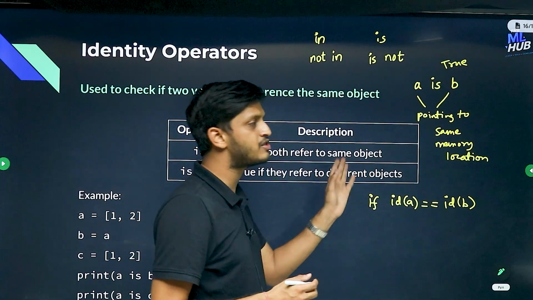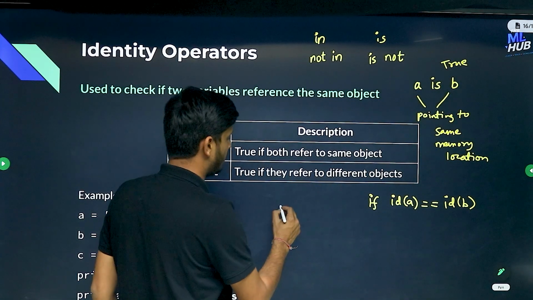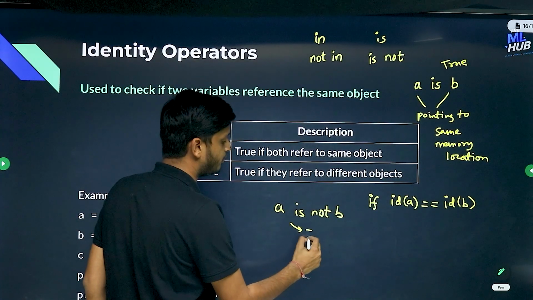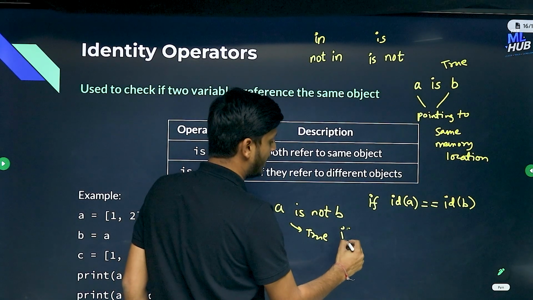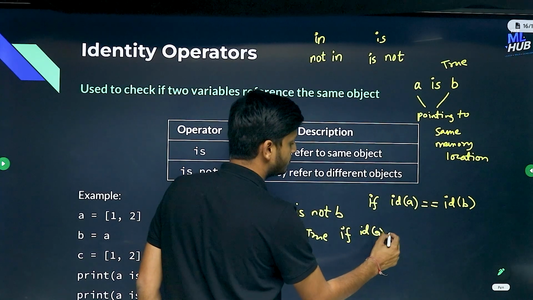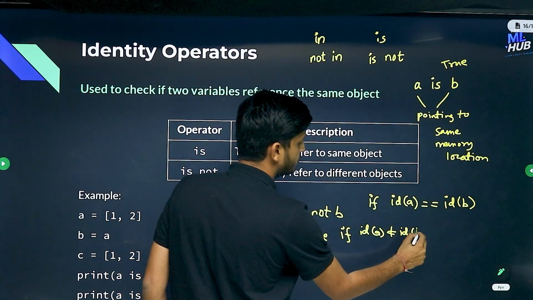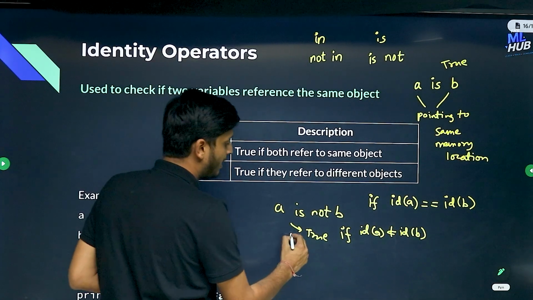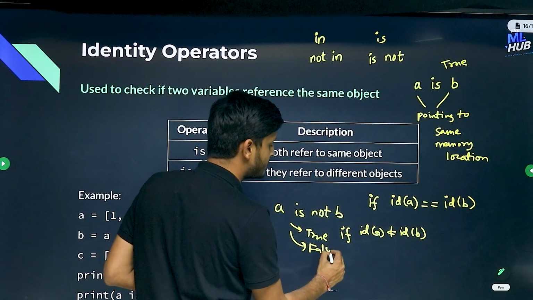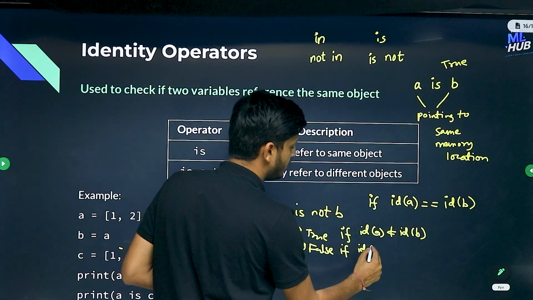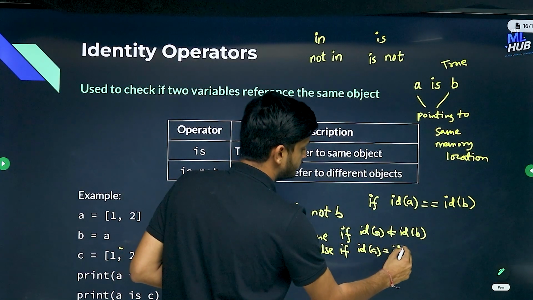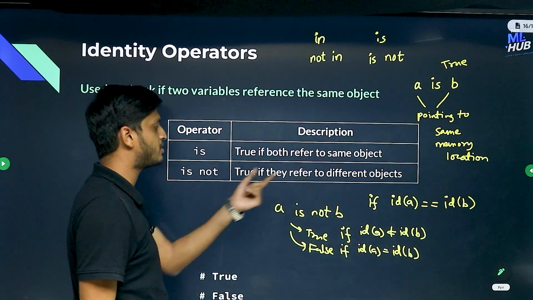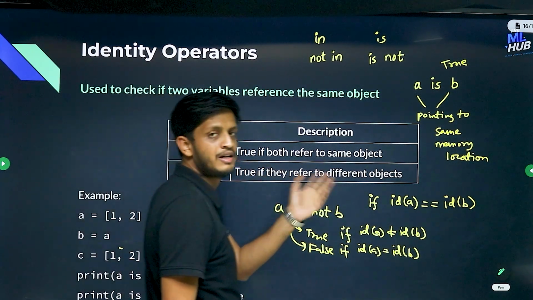And similarly, is not is the opposite of is. So if you ask A is not B, it will return true if the ID of A and B are different. If the IDs of both of them are different, if they are pointing to different locations, then it will return true, and it will return false if the ID is the same. Okay. So this is how the identity operator works. Is returns true if both refer to the same object. Is not returns true if they refer to different objects.